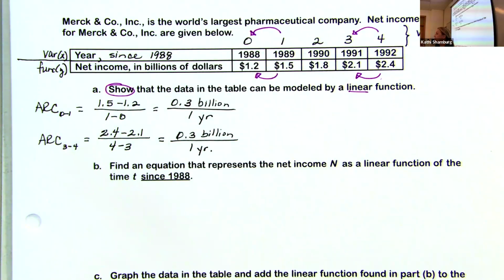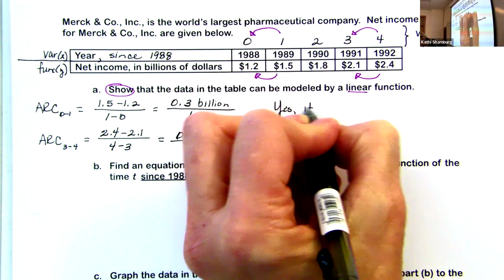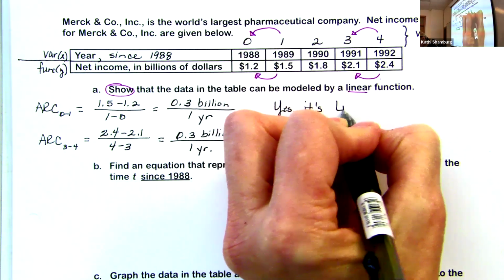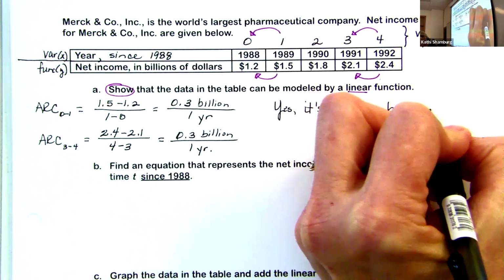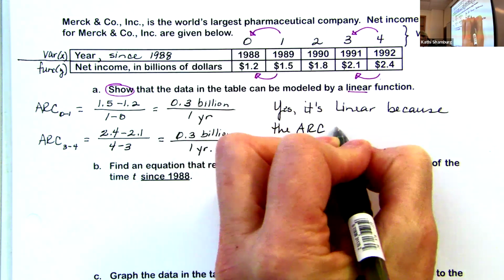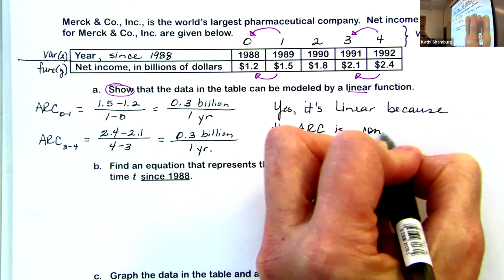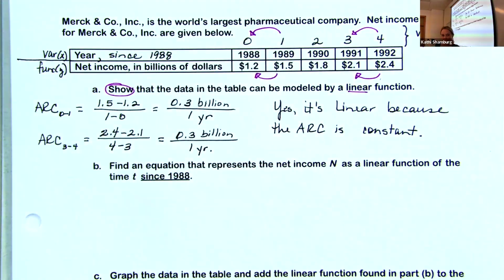And we know that how? It's the same. Okay, so we have what type of rate of change? Constant. Constant. So I'm going to say, yes, it's linear, because the average rate of change is constant. Okay.